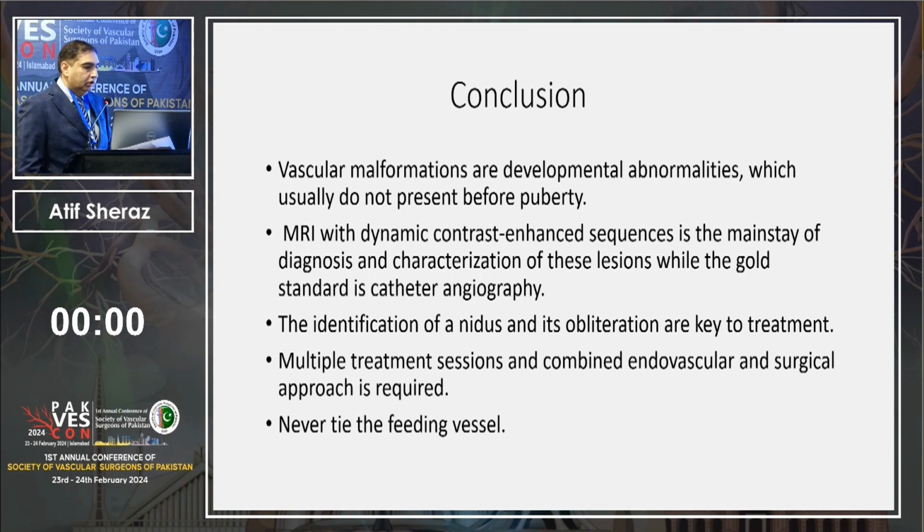Right, so what is my conclusion? Vascular malformations are developmental abnormalities which usually do not present before puberty. MRI with dynamic contrast enhanced sequences is the mainstay of diagnosis and characterization of these lesions, while the gold standard is catheter angiography. The identification of a nidus and its obliteration are key to treatment. Multiple treatment sessions and combined endovascular and surgical approach is required, and never tie the feeding vessel. Thank you.